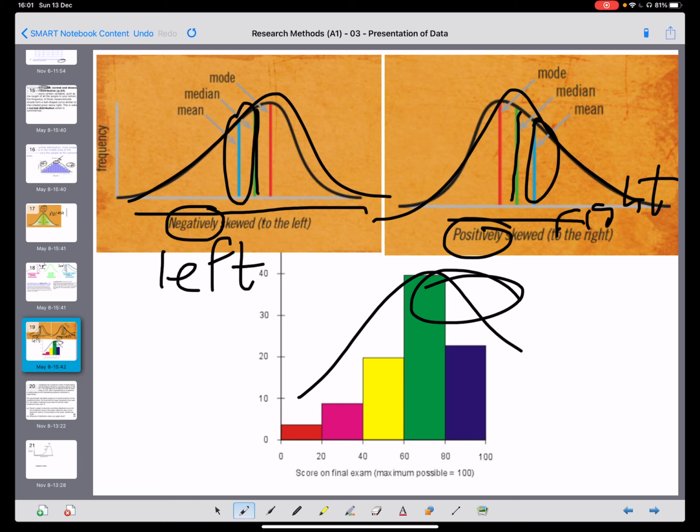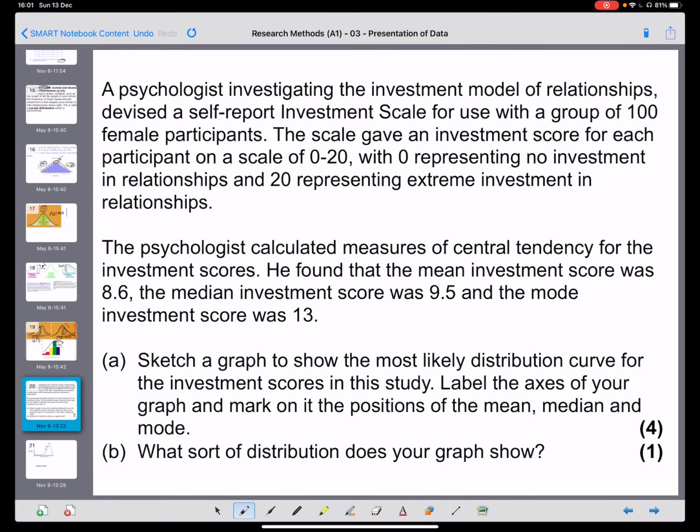So the last type of graph they might ask you to draw is something relating to this normal distribution. And this is an example question that we have. Now this is worth 5 marks in total, so this could actually change a grade. I'll give you a chance to pause the video and read through the question. What we find is that there's a scale of 0 to 20, with 0 representing no investment in the relationship and 20 representing extreme investment. So they ask these people about how they feel towards being invested in a particular model.